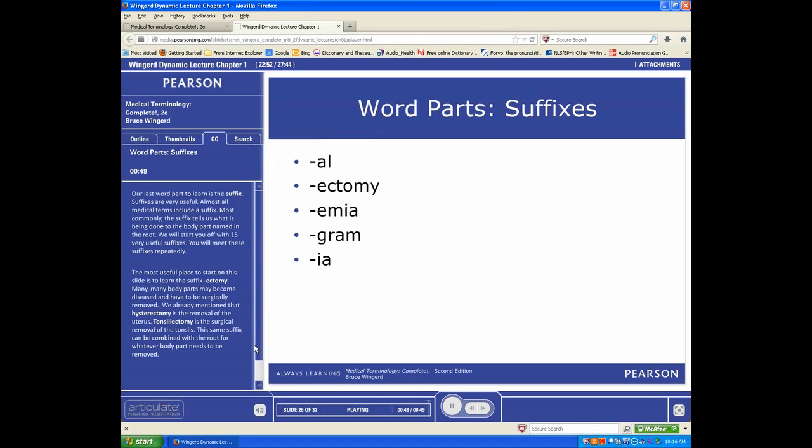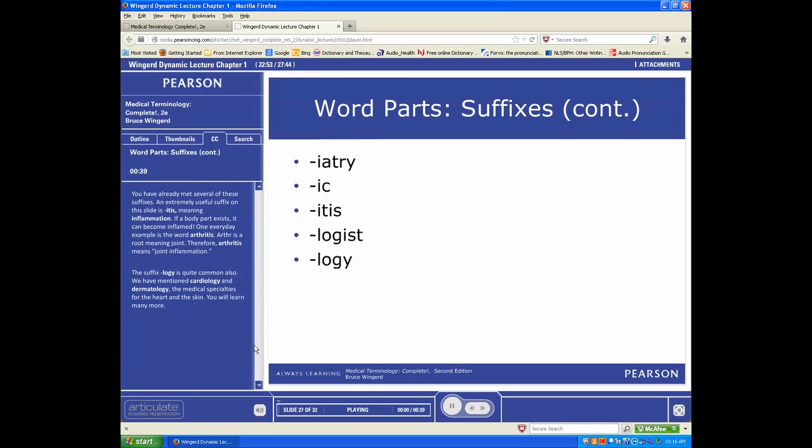The suffix logy is quite common also. We have mentioned cardiology and dermatology, the medical specialties for the heart and the skin. You will learn many more.